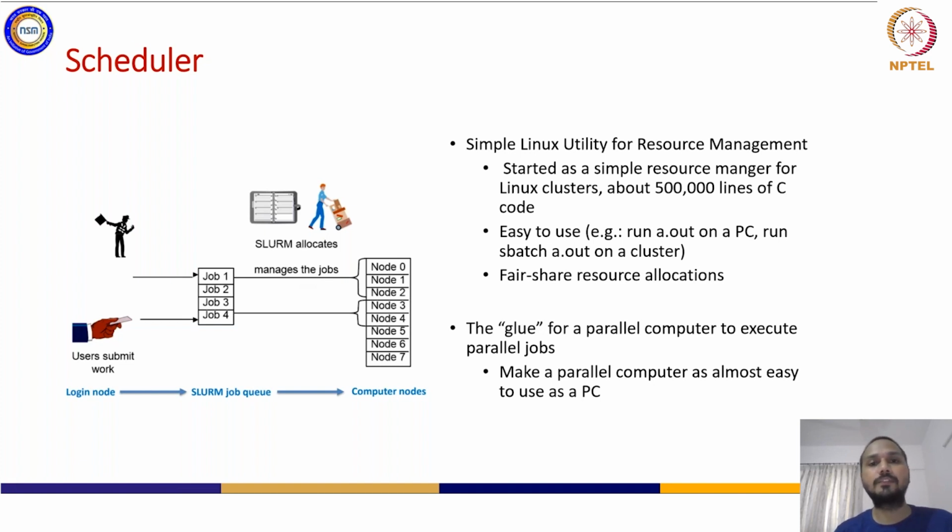One of the most popular schedulers is called Slurm, which is a simple Linux utility for resource management. It started as a simple resource manager. It has almost 5 lakh lines of C code. It is very easy to use. You can run it on your PC if you want to, by the way. If you would like to do that, you can do it.